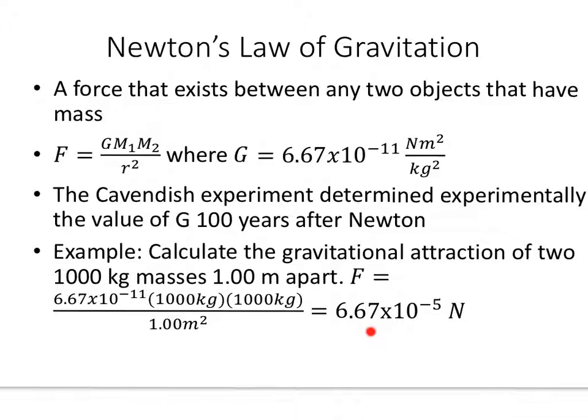Now, just to give you some insight here, this is just about a millionth of a Newton. A millionth of a Newton would be 10 times 10 to the negative 5. So we've got two fairly large masses here, 1 meter apart, but yet their gravitational attraction is very, very weak. So gravitation is an extremely weak force. It really only becomes noticeable when one of the masses is extremely large, like a planet.